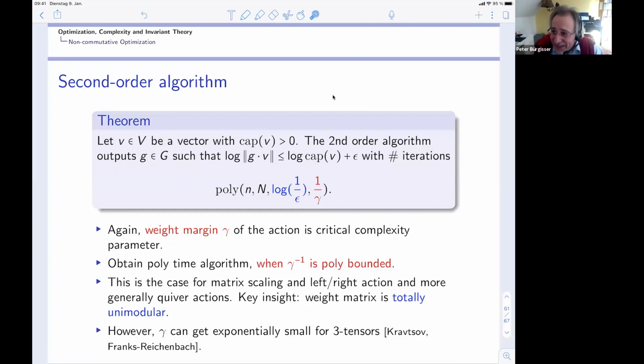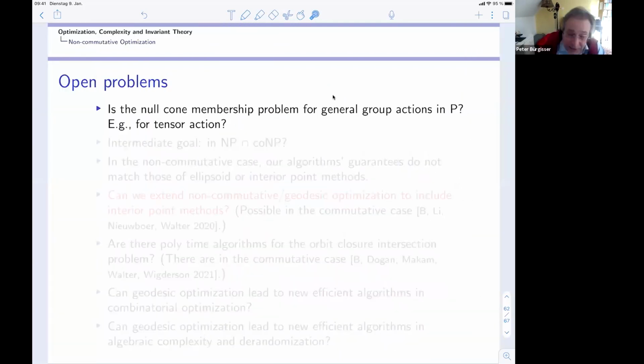In the tensor action, unfortunately, gamma can be exponentially small for free tensors. This is a result of my student Philipp Reichenbach and Cole Franks, based on work by Kravtsov. So these algorithms cannot solve null cone membership for tensors. That's not possible. Okay, this is my last slide.